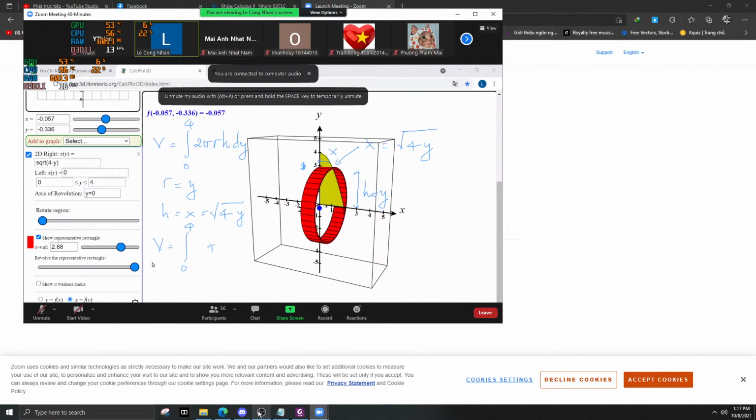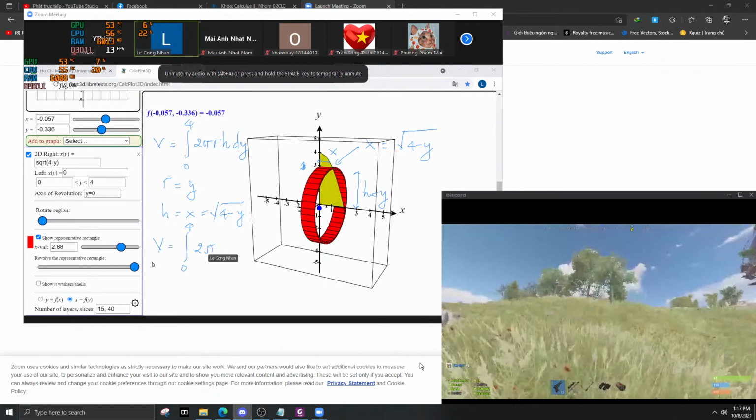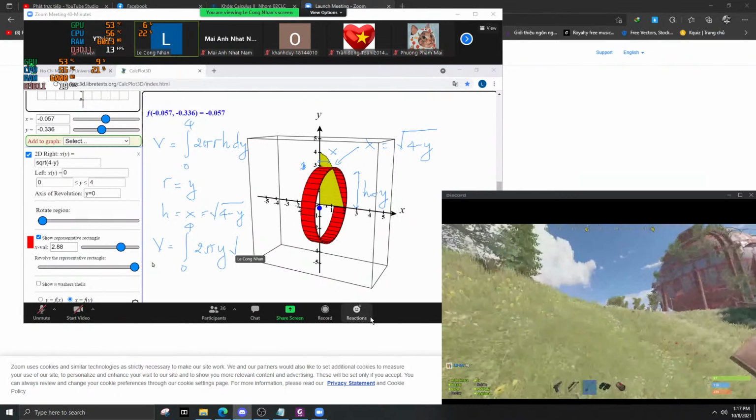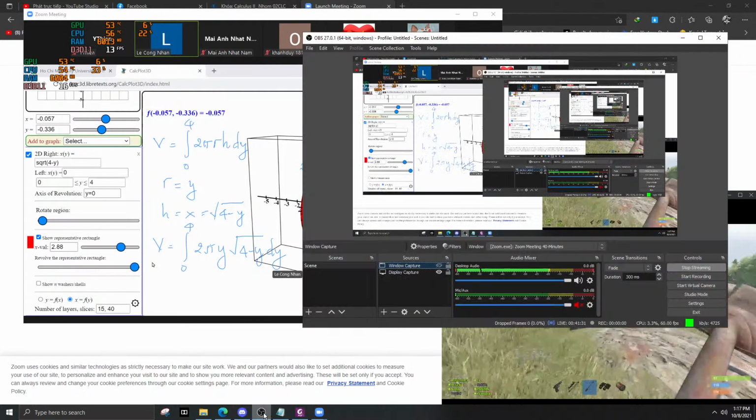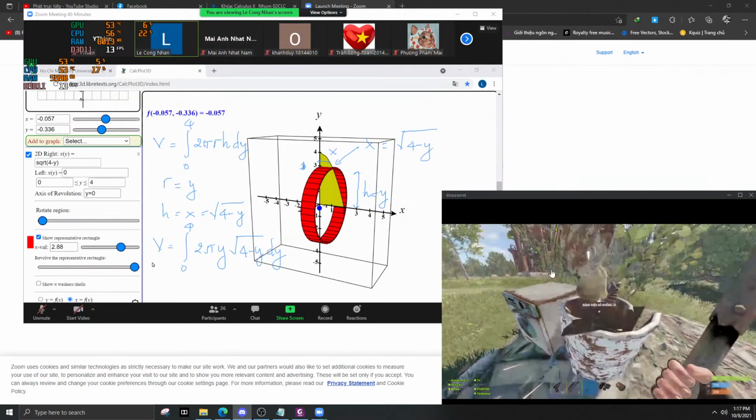We have 2 pi times y times the square root of 4 minus y, dy. Okay, that's it.